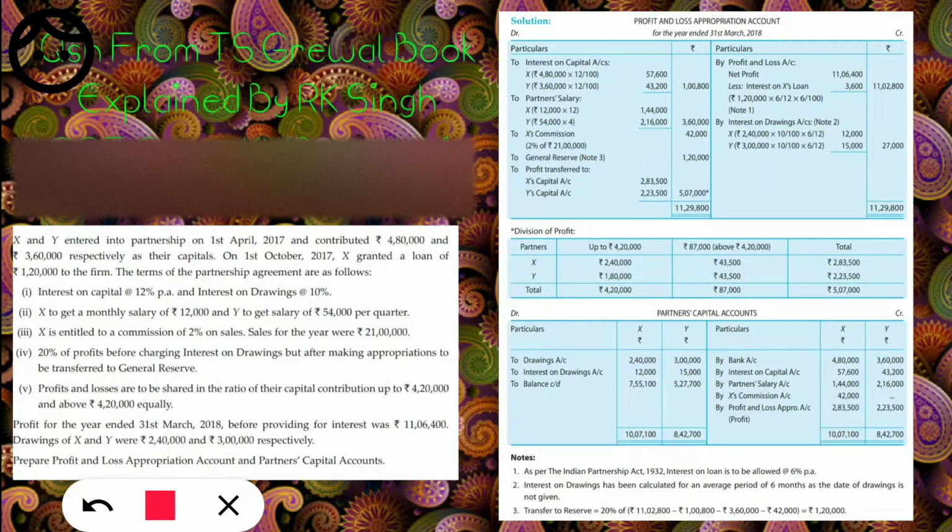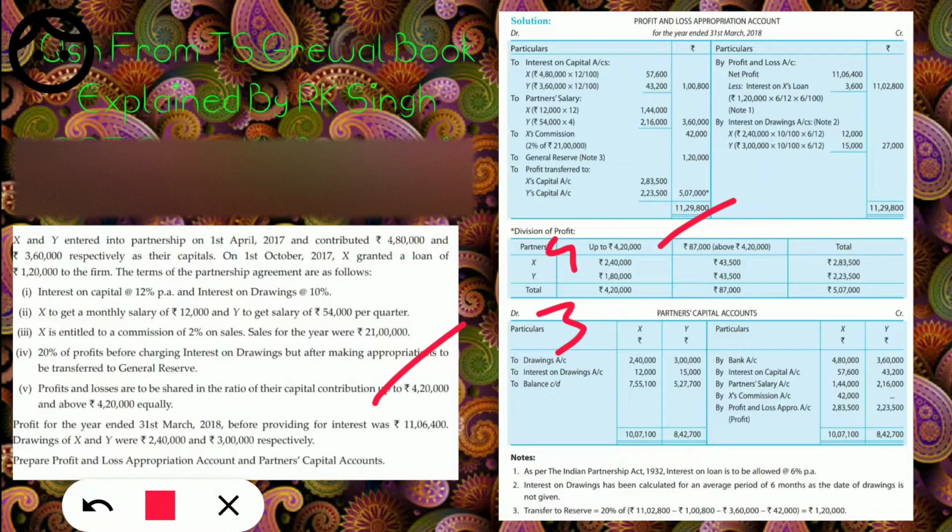Here, if we calculate the credit side total, it will come to 11,29,800, and the balance after deducting these items will come to 5,07,000. Now we cannot simply distribute this amount to the partners. We have to follow the condition laid down in the question. The condition is that the first 4,20,000 is divided in their capital ratio, 4:3. X will get 2,40,000 and Y will get 1,80,000.